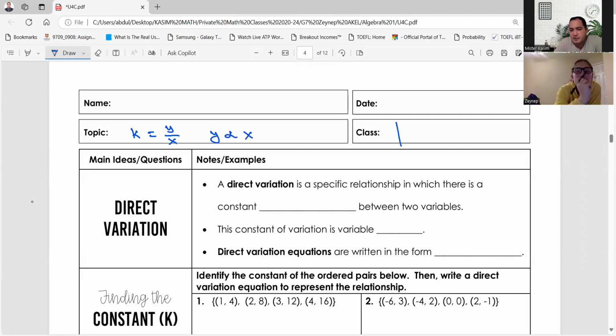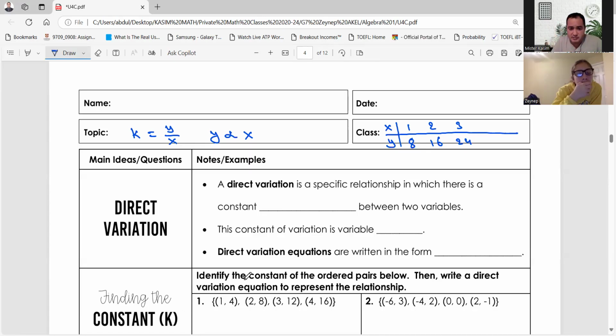In your case, this one is the number of hours you work, and this is the amount of money you earn. If you work for 1 hour, you earn $8. 2 hours, $16. 3 hours, $24, and so on. As you see here, 8 divided by 1 equals 16 divided by 2 equals 24 divided by 3. It's equal, right? So then we say that y is directly proportional to x, because the ratio of y to x is a constant number.